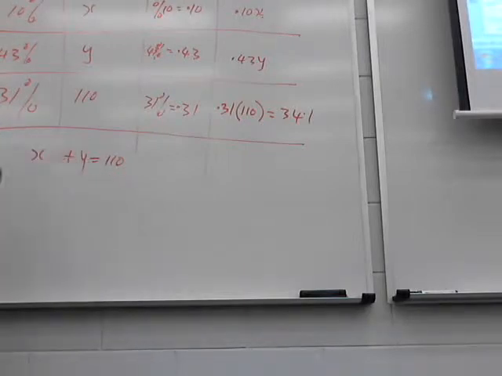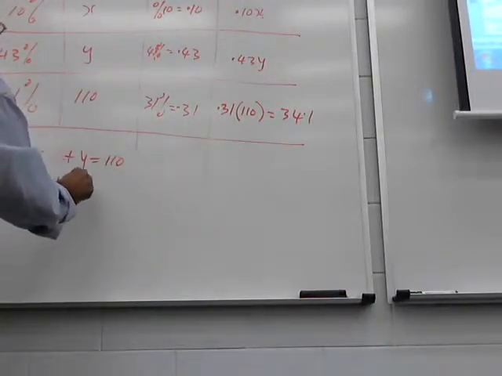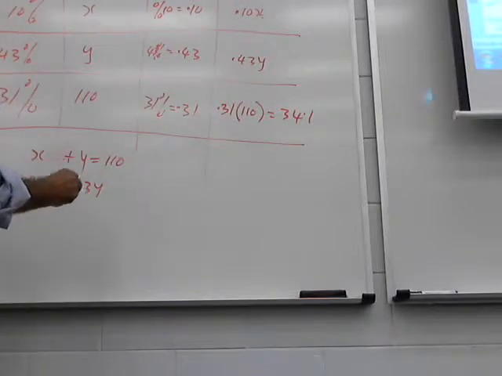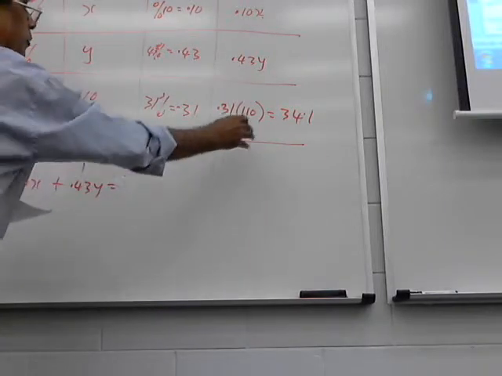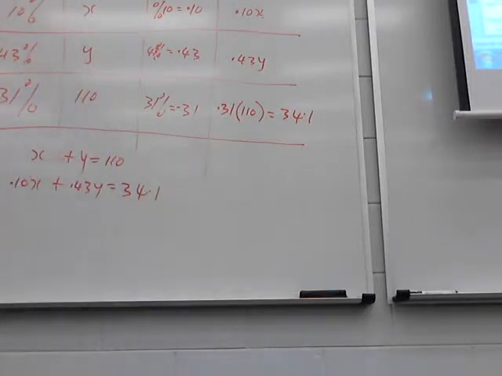So we get 0.10x plus 0.43y is going to be equal to 34.1. That's our equation. So you see now, from the table, we are able to extract all that information and we get our two equations in two unknowns. This is a system of linear equations. That's the type you are dealing with.